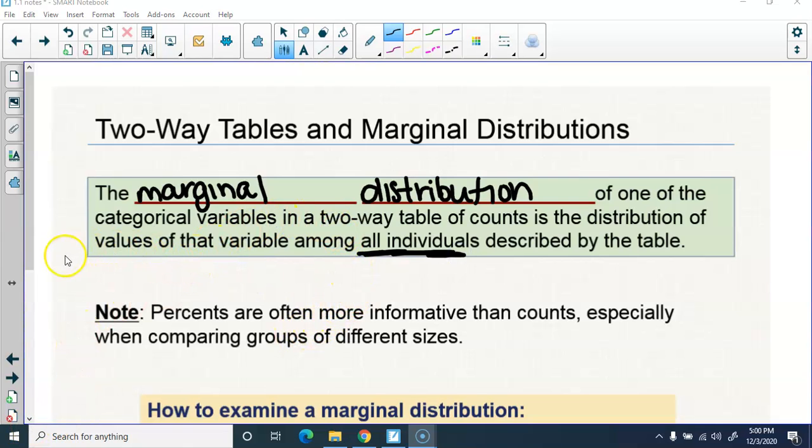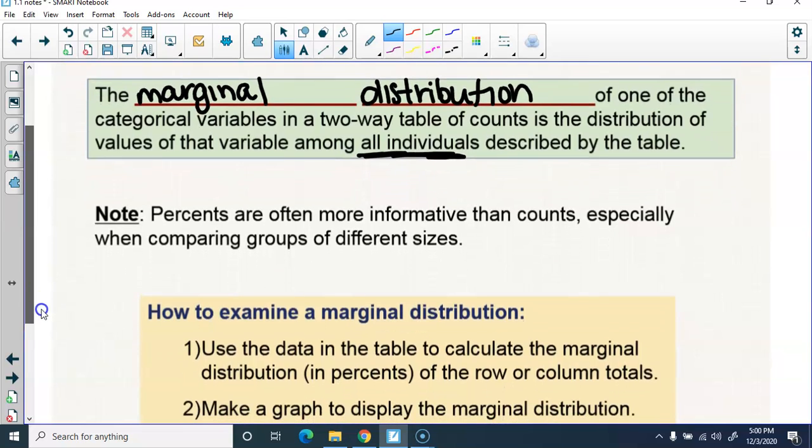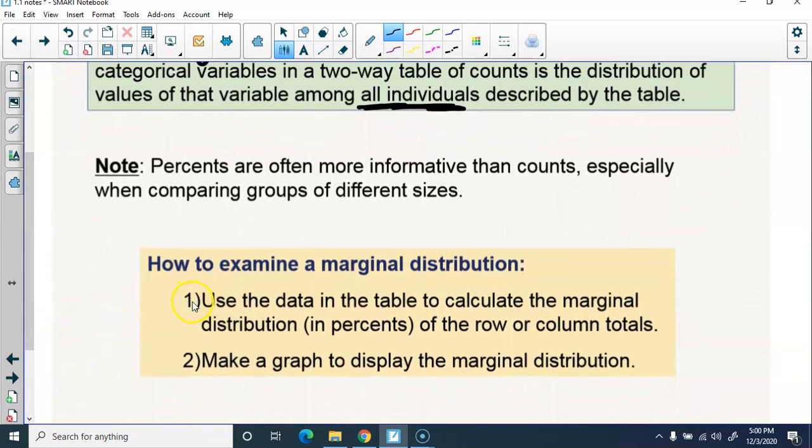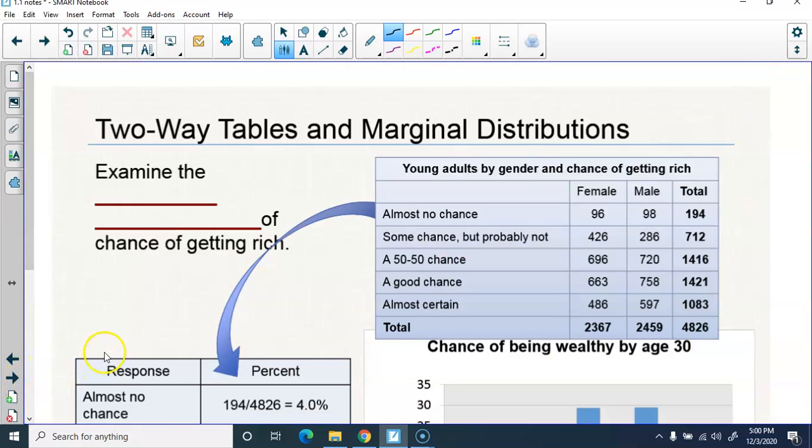Okay, so percents are often more informative than counts, especially when comparing groups of different size. So how to examine a marginal distribution: use the data in the table to calculate the marginal distribution in percents. Or make a graph, which is what we did on the previous page. First we did the marginal distribution in percents, and then we made the graph. So to examine, for two-way tables and marginal distributions, what we want to do is examine the, in this case, marginal distribution of the chance of getting rich.